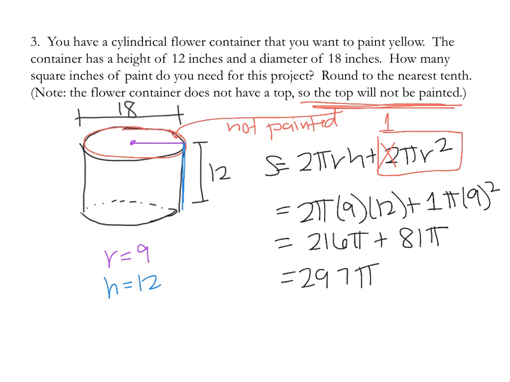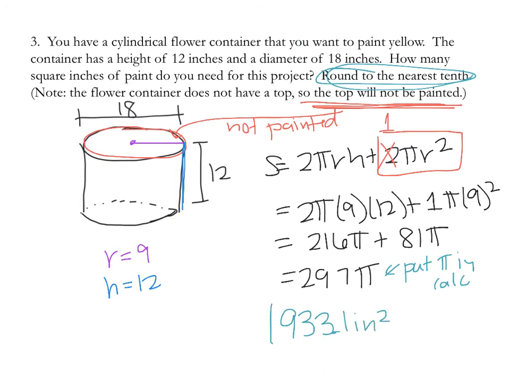And then again, because this is a real world problem, we actually do want to put that into the calculator. Since it says round to the nearest tenth, we're going to put the pi in the calculator, or put 3.14 in your calculator, because it's a real world problem to answer how much paint we really need. And we're going to round to the nearest tenth, so that's 933.1 inches squared. That's how much paint we will need.